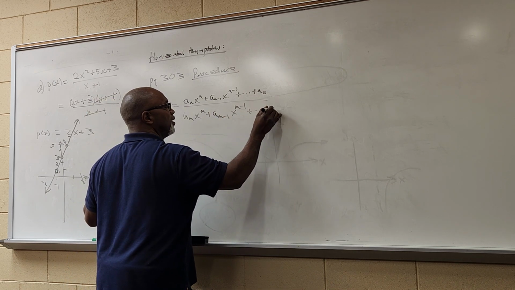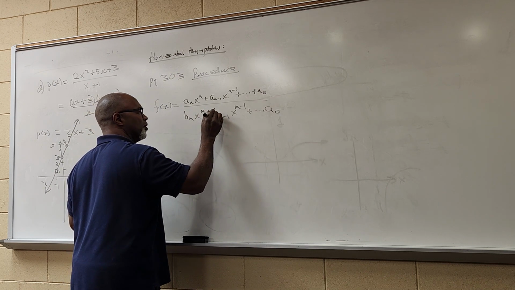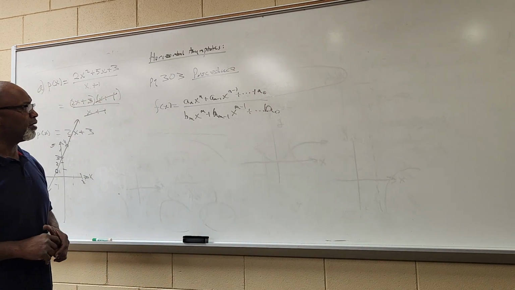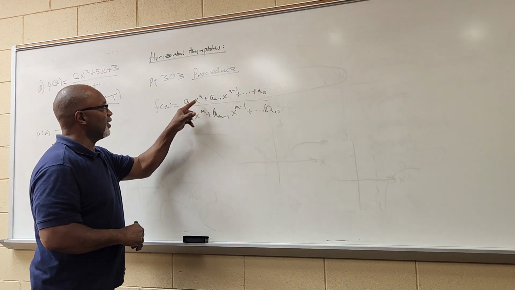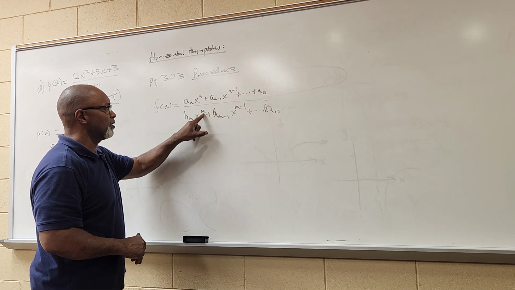plus and so on plus b_0, and let's call these b's. Call the top coefficients A's, the bottom B's. So a_n x^n, this is an n, these are m's. N is in the top, M is in the bottom.